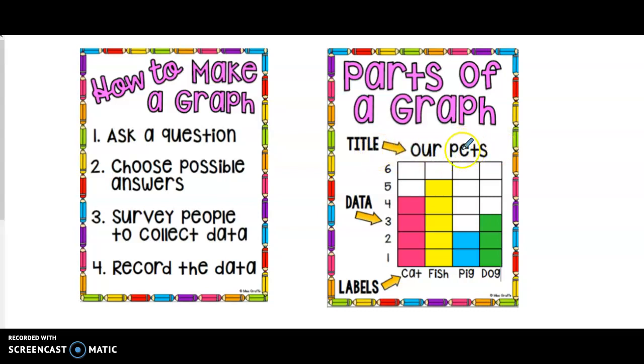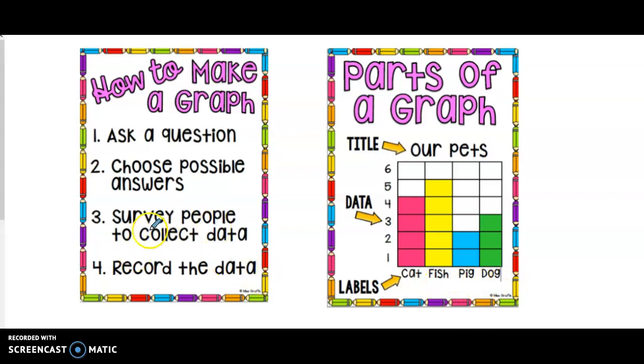The very top, it shows the title, Our Pets, and then along the side it has numbers. That's the data. And then on the bottom it shows the label. And in this particular graph, it's counting how many pets the people have. So the question they asked was how many pets do you have, or what pets do you have at home? And then choose possible answers. So it looks like they chose the cat, fish, pig, and dog.